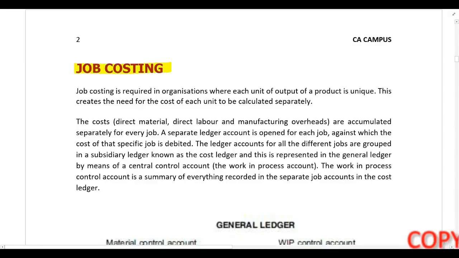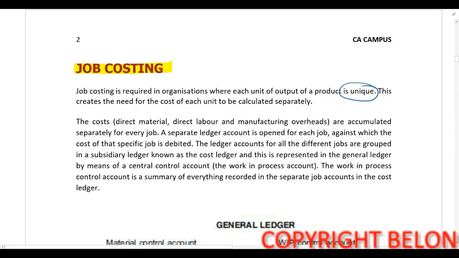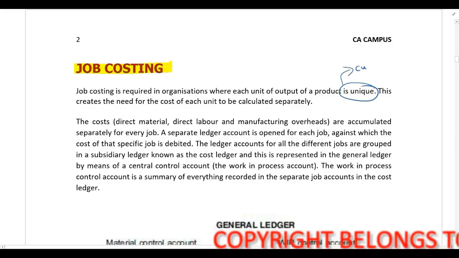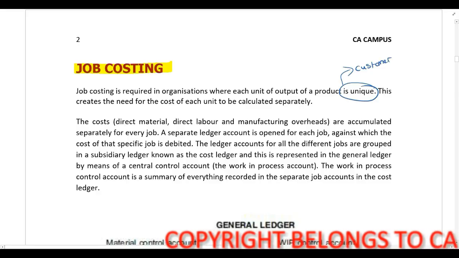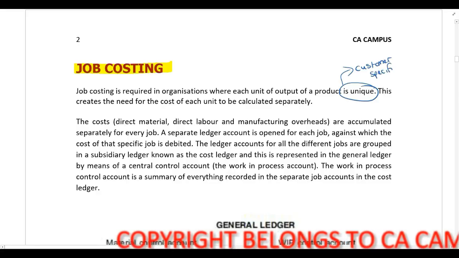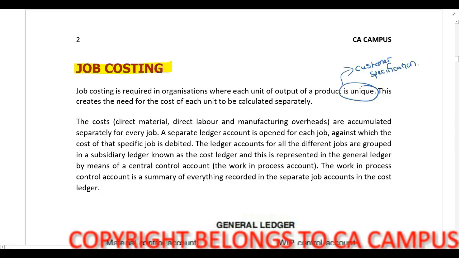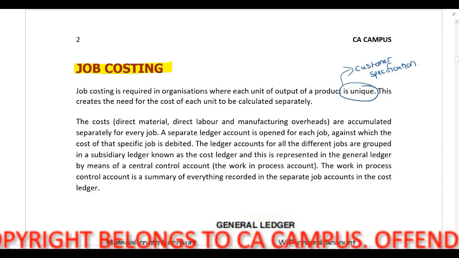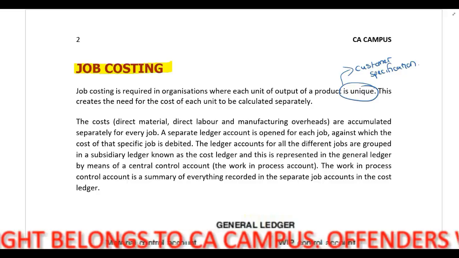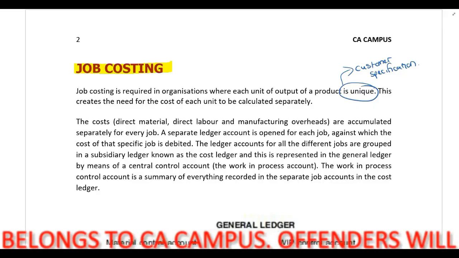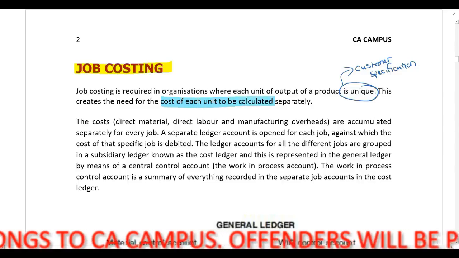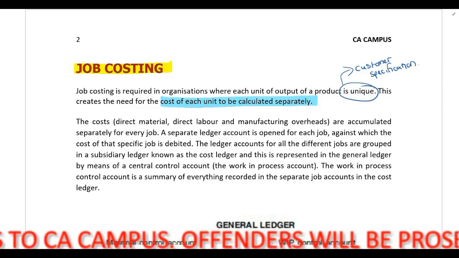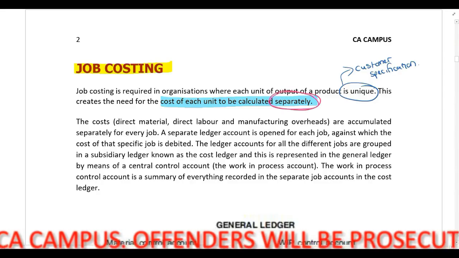We are going to start with job costing. Job costing, guys, is used by organizations that make unique products according to customer specification. So all products are different, all products are unique, they are made according to customer specification. Because they are all different and unique, they all have different costs. So we cost all of these jobs separately. We calculate the cost of each job separately.